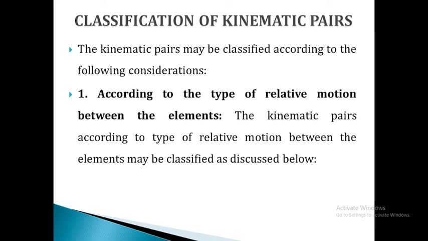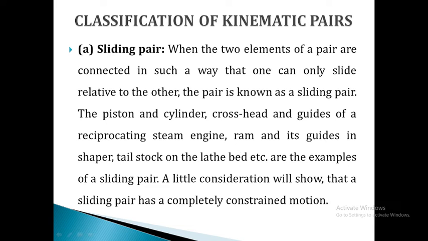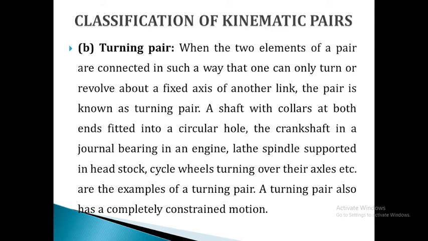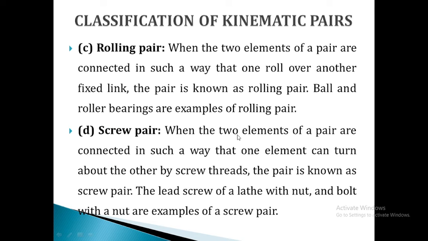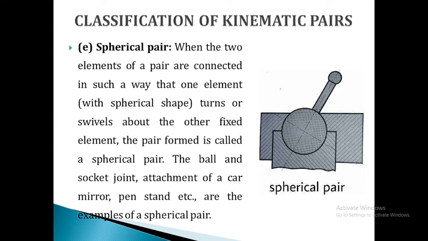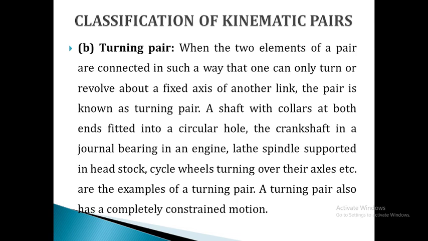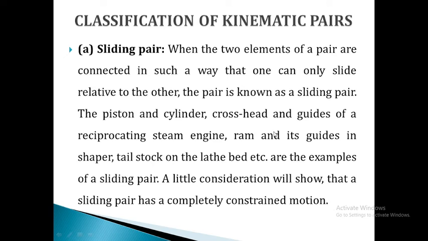So first is according to the type of relative motion between the elements. The kinematic pairs, according to type of relative motion between the elements, may be classified as first sliding pair, second turning pair, third rolling pair, fourth screw pair, and fifth spherical pair. So we can do the classification in 5 types here. So the first pair classification is the sliding pair.